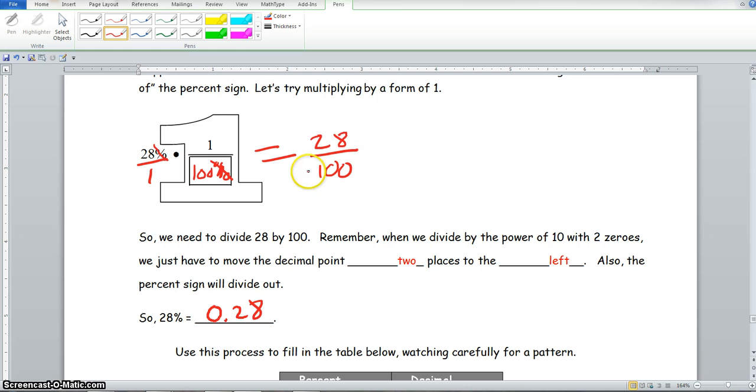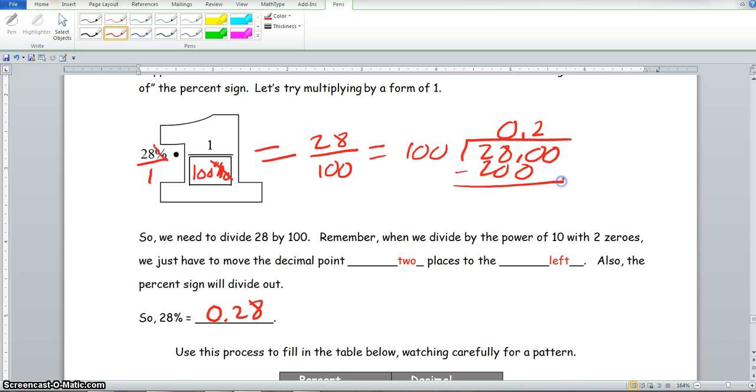Now, I want to finish this problem off here. We could take 100 into 28, and let's put a decimal and 2 zeros. 100 goes into 28 0 times. 100 goes into 280 twice. 280 minus 200 is 80. Bring down your 0. 100 goes into 800 8 times. And we have no remainder. So we have 0.28, which we have here.